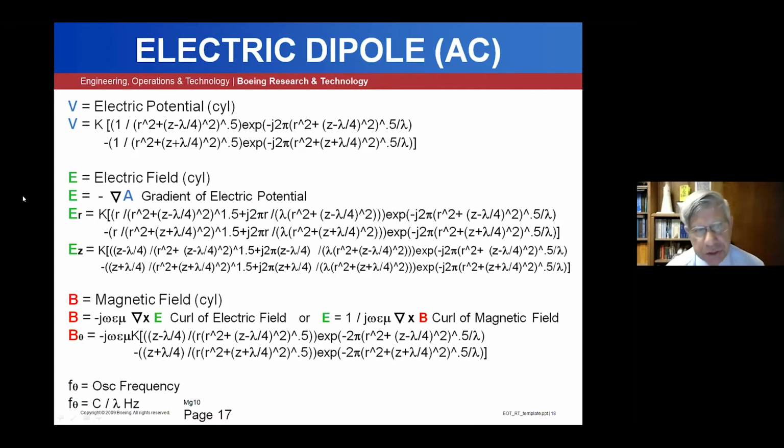However, it's now modulated because you have frequency in there. And you get two E fields, one in the R direction and one in the Z direction, and they get even worse. And then you get down to the magnetic field, which is the curl of the E. You now have a back and forth oscillation in Webers per meter squared.